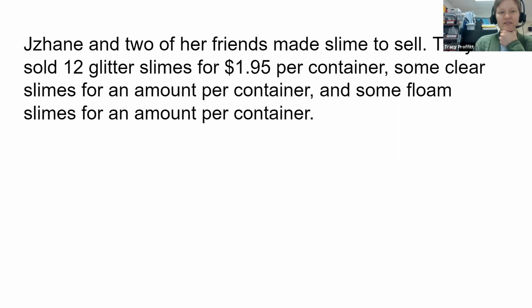Okay, so now it says Janae and two of her friends made slime to sell. They sold 12 glitter slimes for $1.95 per container. Hey, you were kind of right about the price. I know. You nailed it. Okay, so tell me just about that 12 glitter slimes and $1.95 per container. What do you think about that part? I started thinking about $1.95 times 12 in the amount that it's going to be. Oh, yeah. Why would we do it times 12? I agree with you. Why would I do it times 12? Because for me, that's just easier.